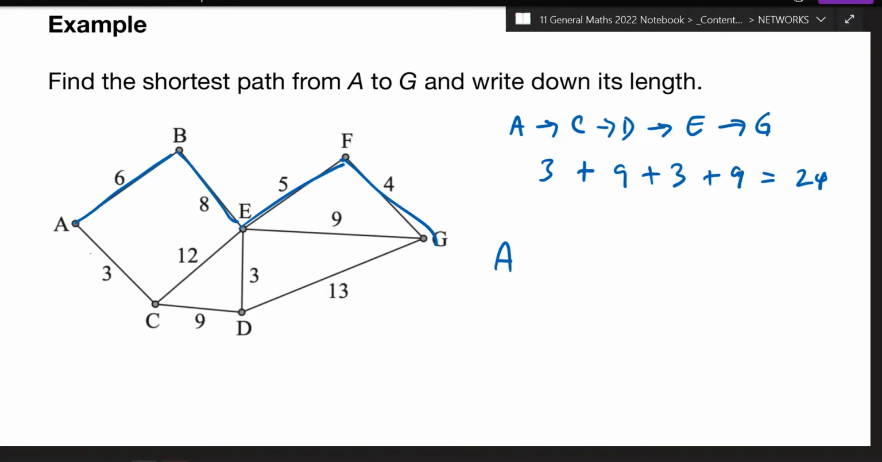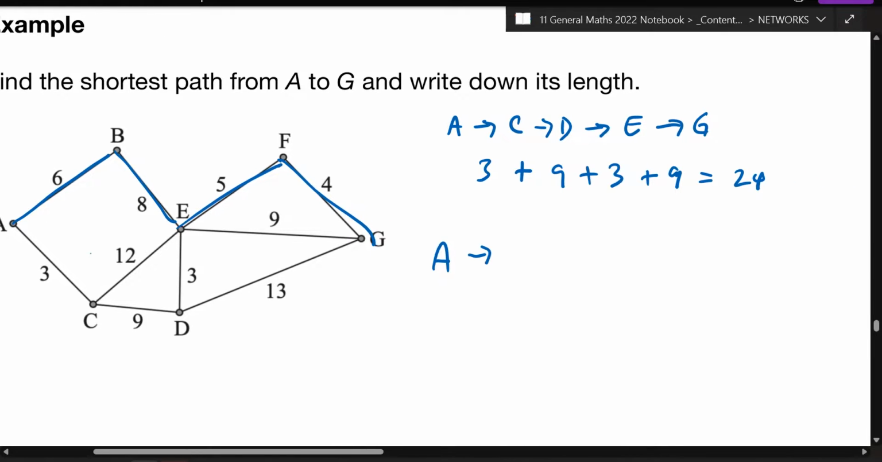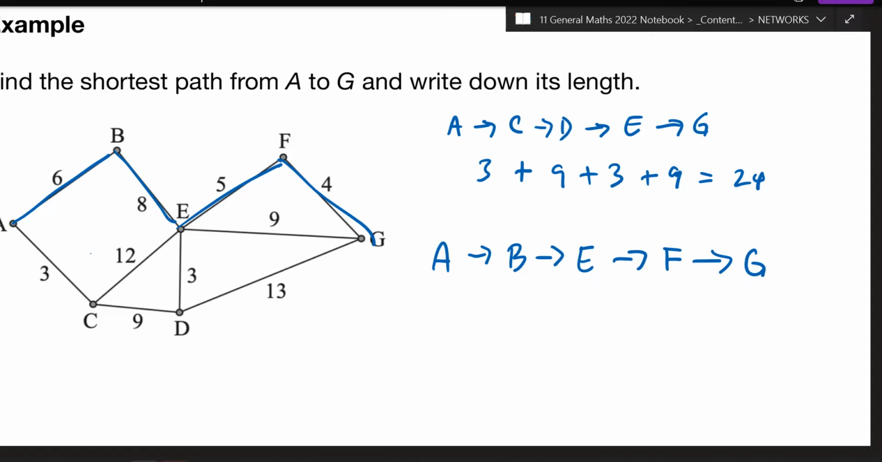Okay, so let's add that up. So you went from A to B to E to F and then to G. Okay, so A to B is 6 plus B to E is 8. E to F is 5. F to G is 5. Yes? Okay, so that's another one. From F, you mean? Oh, yeah, from E to G. Although it's the same value, it would give you the same.